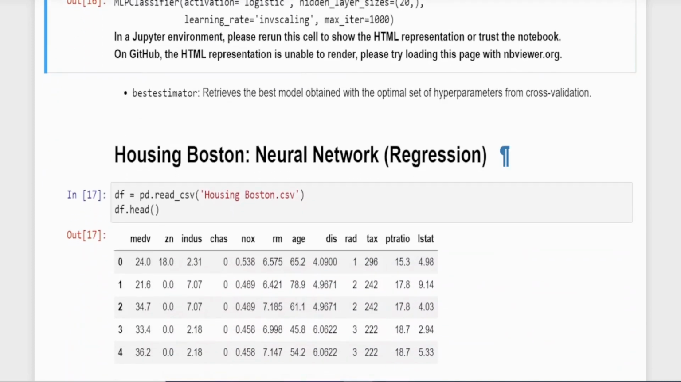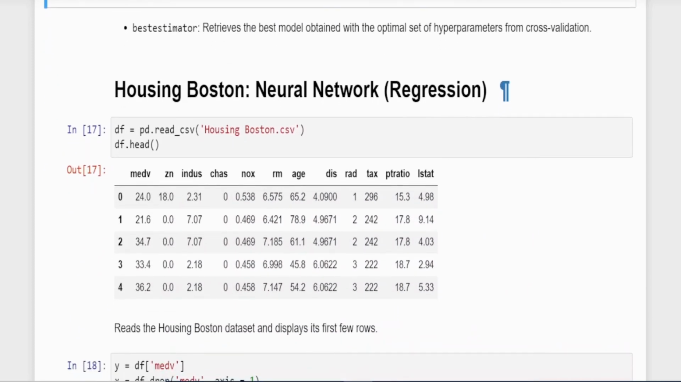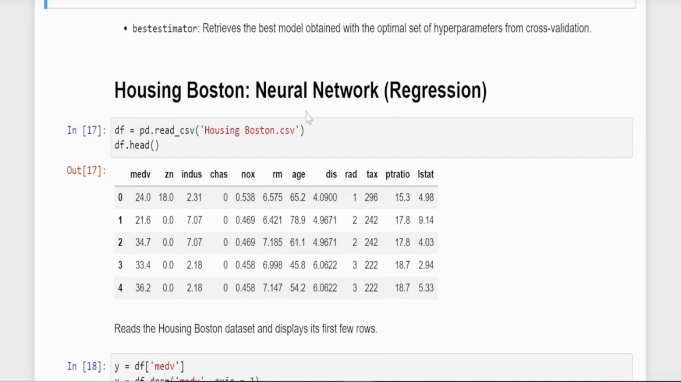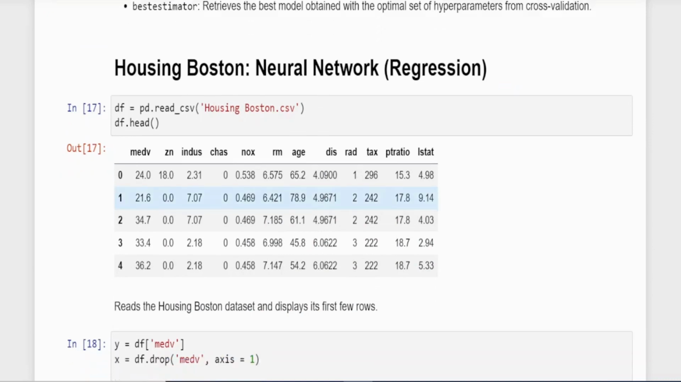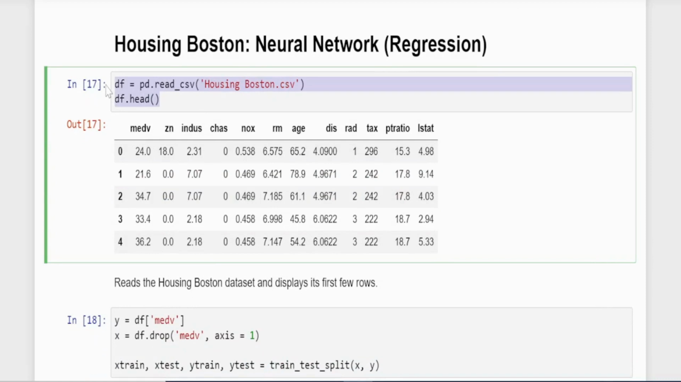So in the next section of code, we will try to learn neural network regression using MLP regressor. Over here, these two lines of code are loading the Boston housing dataset from the CSV file housing boston.csv and storing it in a data frame called df. The pd.read_csv function reads the CSV and creates a data frame from it. df.head is then used to display the first few rows of the data frame, as we have seen before as well.